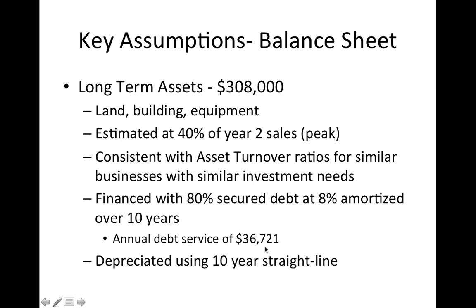That annual debt service is about $36,721. If you go back and think about that from the perspective of the income statement, the annual incomes we have estimated at somewhere between $650,000 and $900,000. So this is really a small part of all of that. And we're going to depreciate the long-term assets again using a 10-year straight line depreciation schedule.